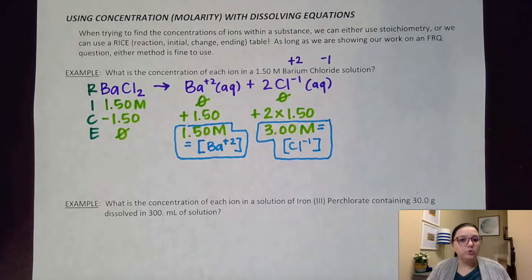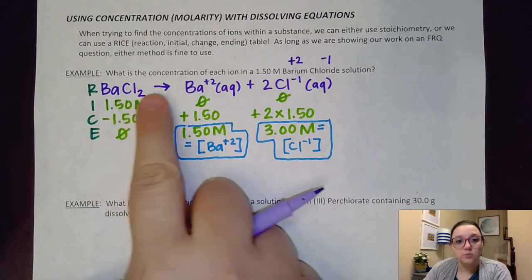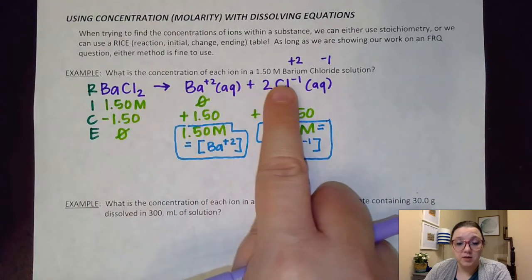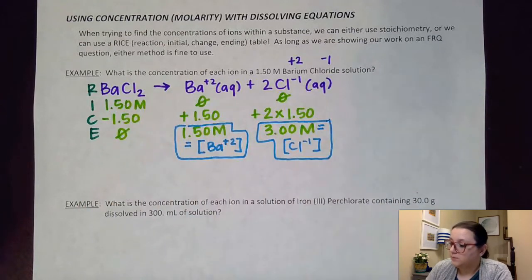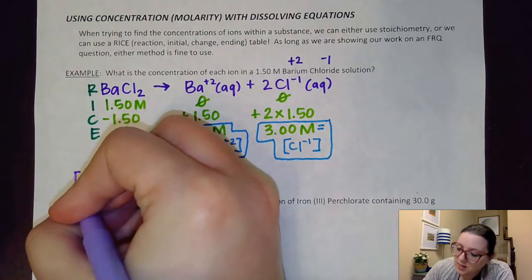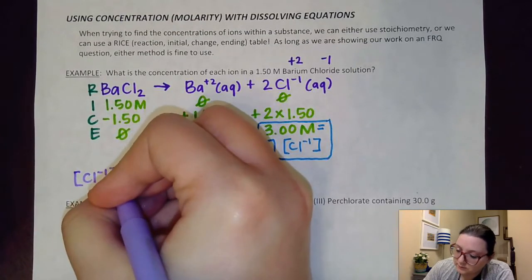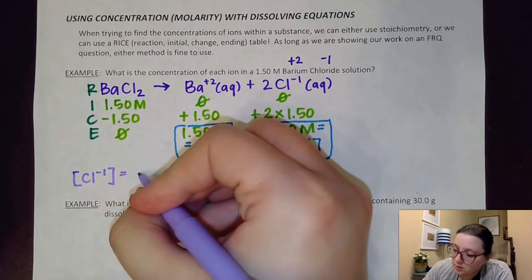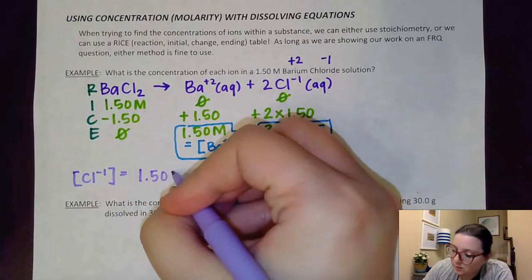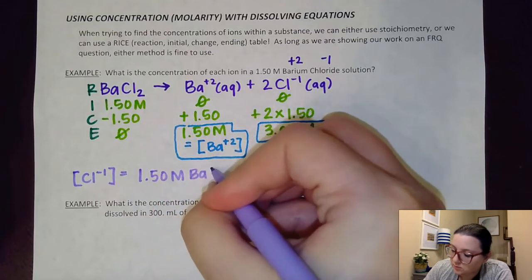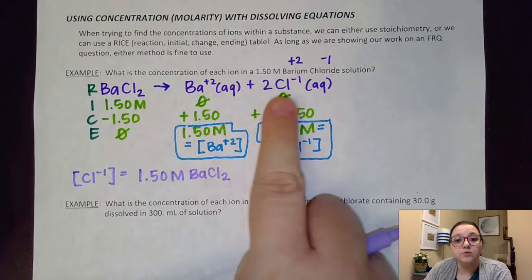Another way that you could show the work instead is by using a stoichiometry setup. Now, I'm going to only do this for one of the ions just so you can see how it works, and then you can take your pick on which of these two methods you like better. So this would be method number 2. I would first need to write my balanced equation just like we did up here. I would need to show my dissolving equation. And then what I could do is I could say, hey, the concentration of chloride ion would be equal to the 1.50 molarity BaCl2 where I apply the mole-to-mole ratio.